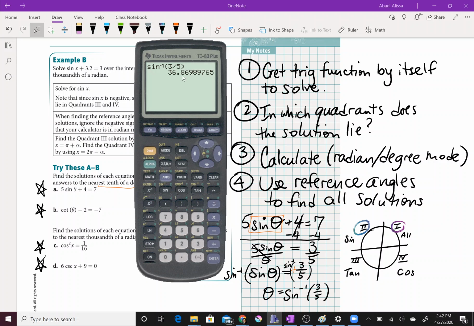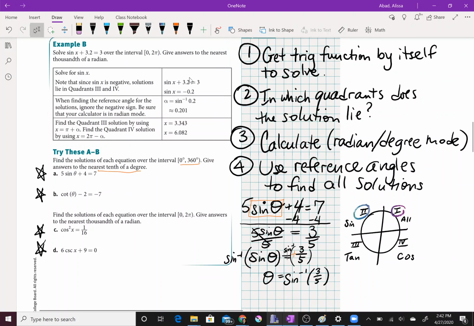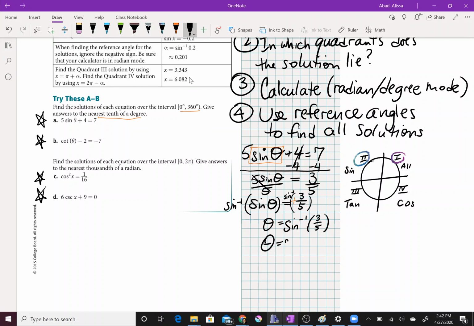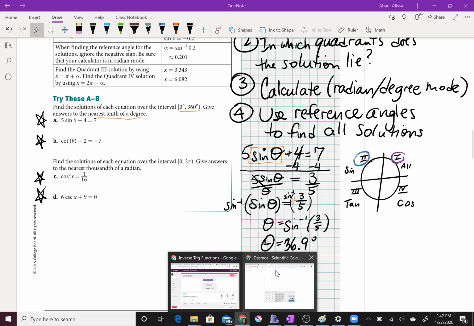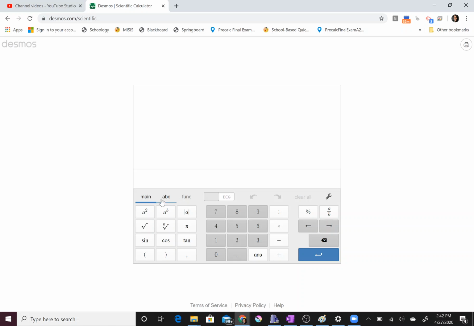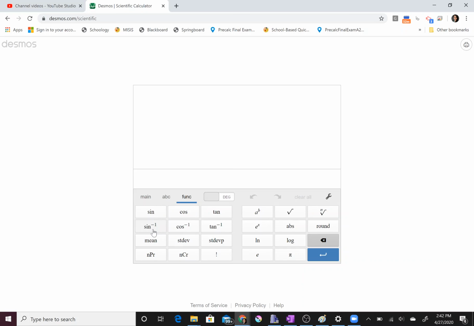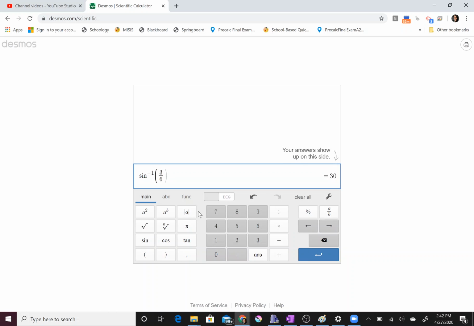And then when I click enter, I should get a value that's in degrees. So that's 36.9 degrees approximately. Let's put that there. 36.9 degrees. Okay, I am going to see how that looks on Desmos, just to double check. So I need to go to function here, and there is inverse sine. I can put in 3 over 5, and it's in degrees over here. So then it is showing up 36.9 degrees.